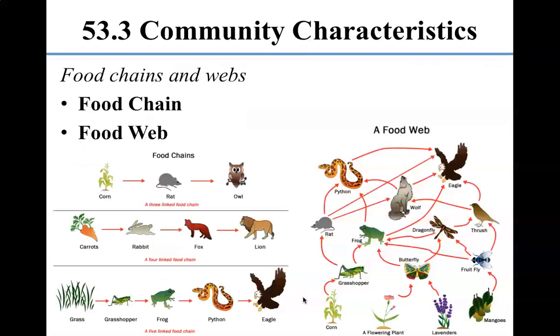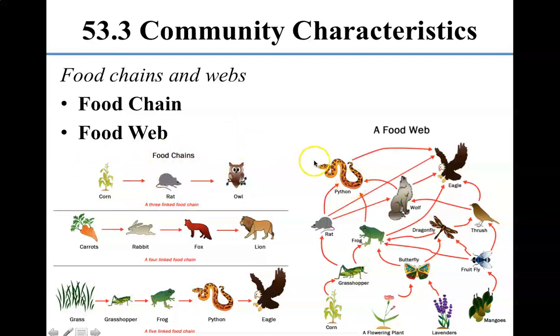We can also illustrate these trophic levels through food chains and food webs. So food chains are linear. So a couple of examples. So here's our producer, here's our primary consumer, here's our secondary consumer. So this is a food chain. So if there's more corn grown, there's going to be more rats. If there's more rats, there's going to be more owls, and vice versa.